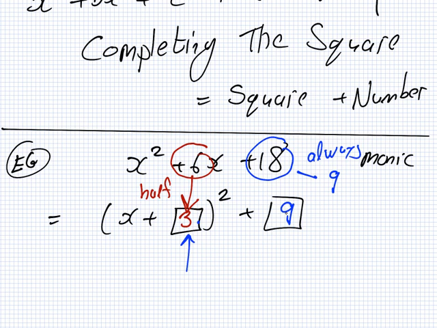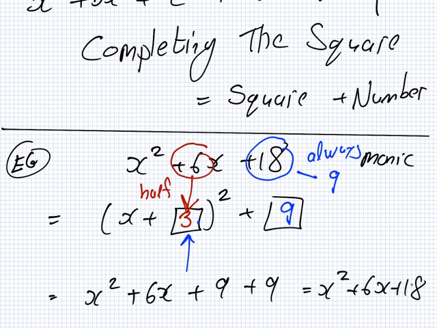Now, because this is our first example, let's check that this works. So using the quick rule, we can expand. We have x squared plus twice the first by the second, 6x, plus the second squared, plus 9. And you see, yes, we do have x squared plus 6x plus 18. So it does work then. Okay. So this is the answer, and it is right.